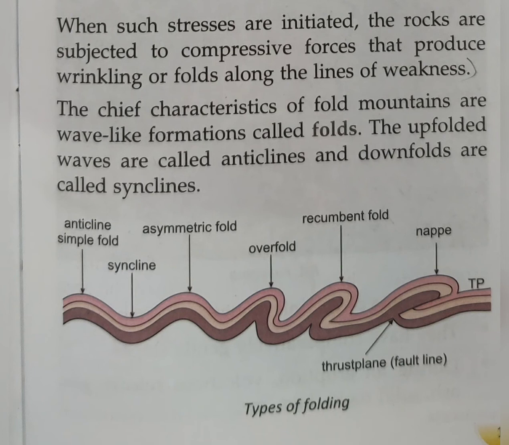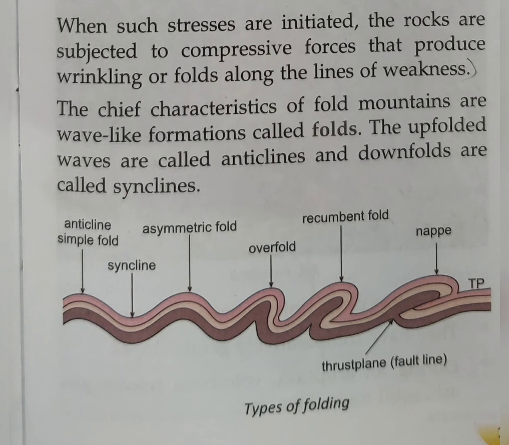The chief characteristic of fold mountains is a wave-like formation, and that wave-like formation is called folds. The upfolds are called anticlines, and the downfolds are called synclines. Here is the photo: anticline, simple fold, syncline, symmetric fold, overfold, recumbent fold, nappe, and thrust plane fault line. These are all types of folds.